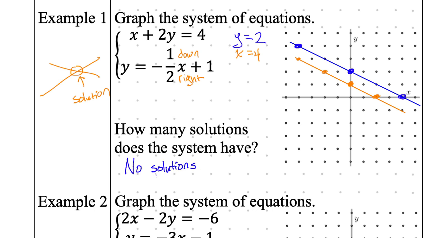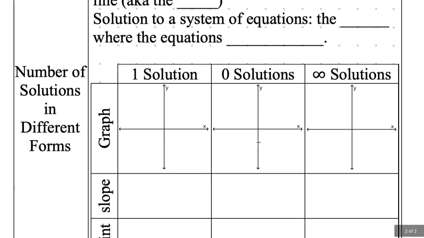And I forget if on Khan Academy they say no solutions or 0 solutions. It's one of those two. I guess I can check the back. I guess they might call it 0 solutions.